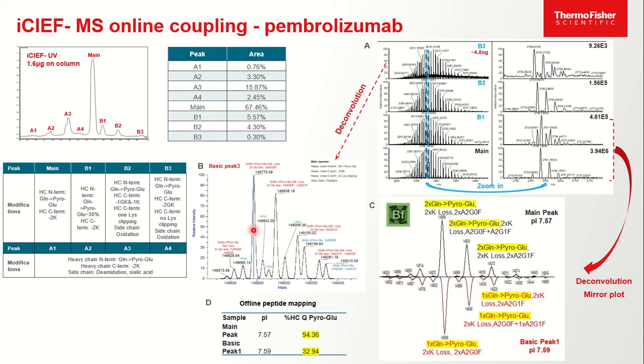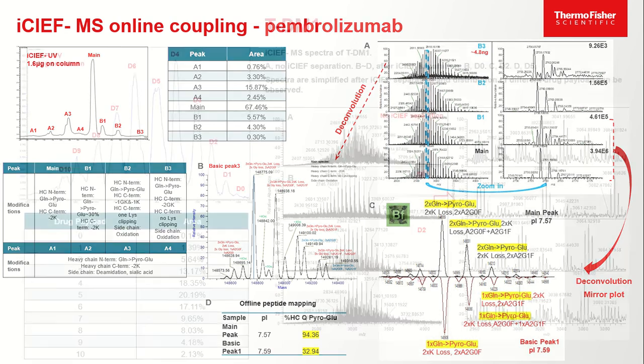For example, GK truncation, minus 185 Dalton, was identified on the C-terminal of both heavy chains in the lowest basic peak, peak 3, as shown here, which is 2 orders lower than the main peak. In acidic peaks, a series of deamidation and different sialic acid modifications were identified.